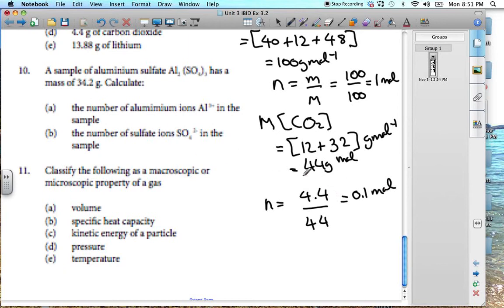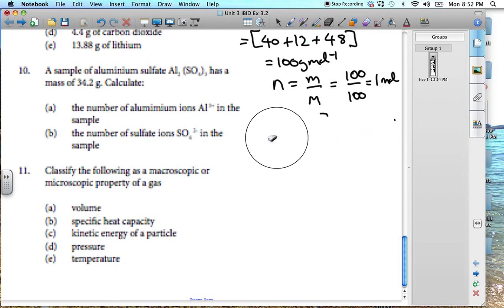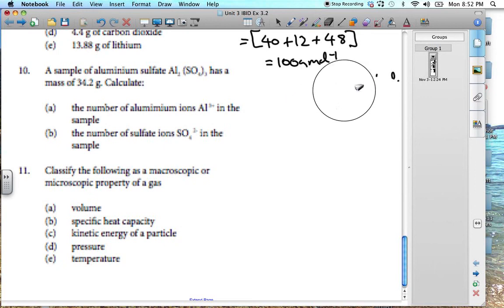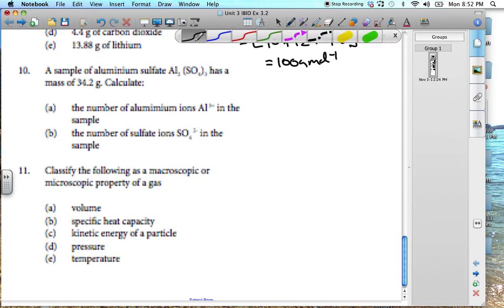Looking at number 10, let me just erase some of this because we're running out of space here. Hopefully you got all of that. You can always just rewind it or go back if you want. So going here, we have a sample of aluminium sulfate, has a mass of 34.2 grams. Calculate the number of aluminium 3 plus ions.